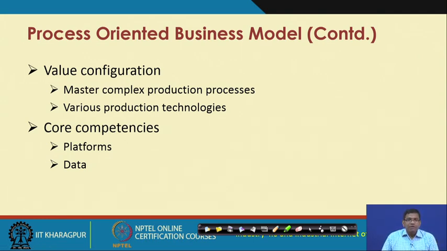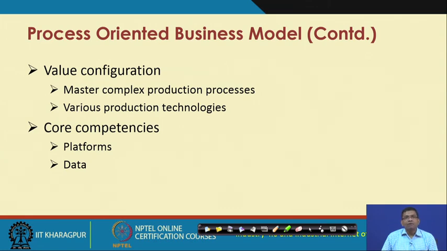So, in terms of the value configuration, we are talking about mastering complex production processes. We are talking about a complex production process where not just one kind of business, but multiple businesses might be involved as well. So, mastering this complexity is very important, and also dealing with various types of production technologies. This is very important in the process oriented business model.